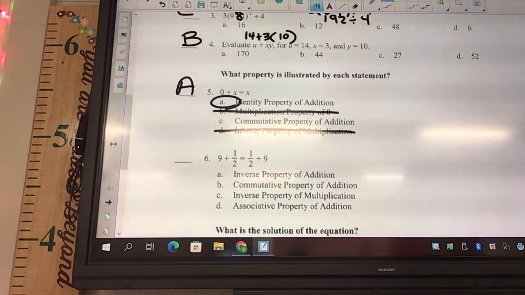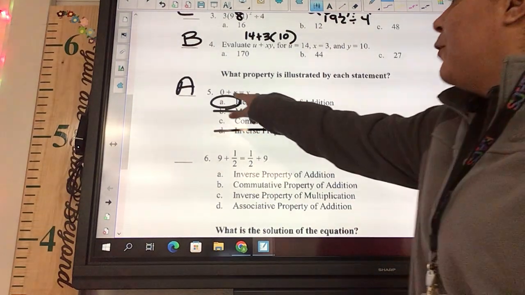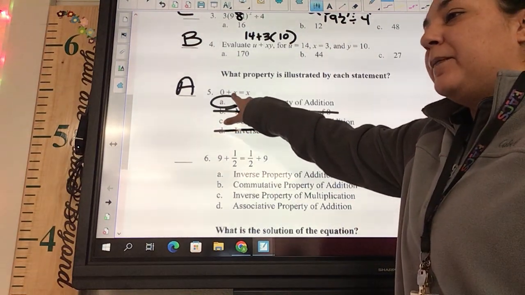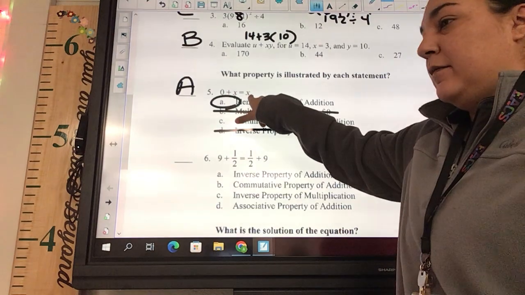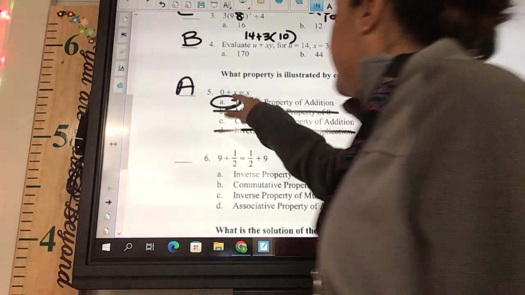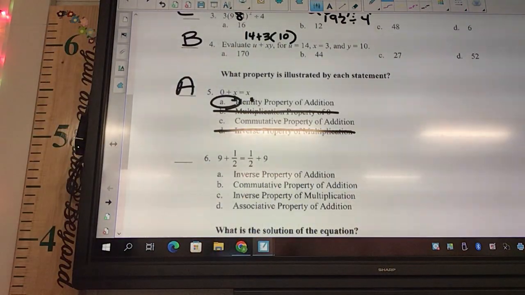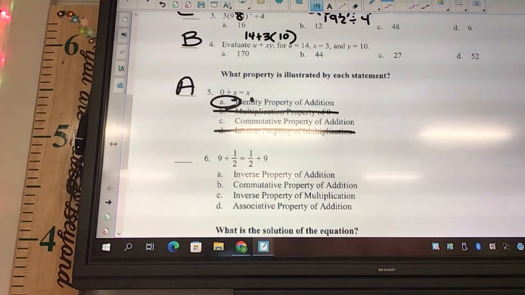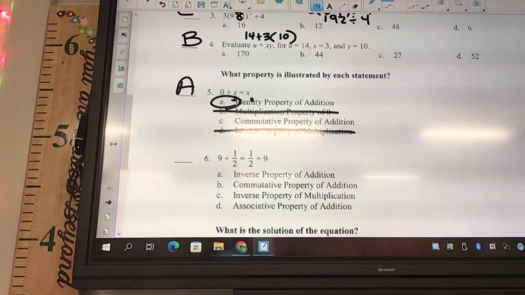Okay, so it is the identity property of addition. So no matter what I put here, right, what's going to be this one? It's going to be the same, right? So if I put 10 here, that's going to be 10. That is the identity property. Okay, no matter what you add, if you add 0 to something, it's going to stay the same. Okay.